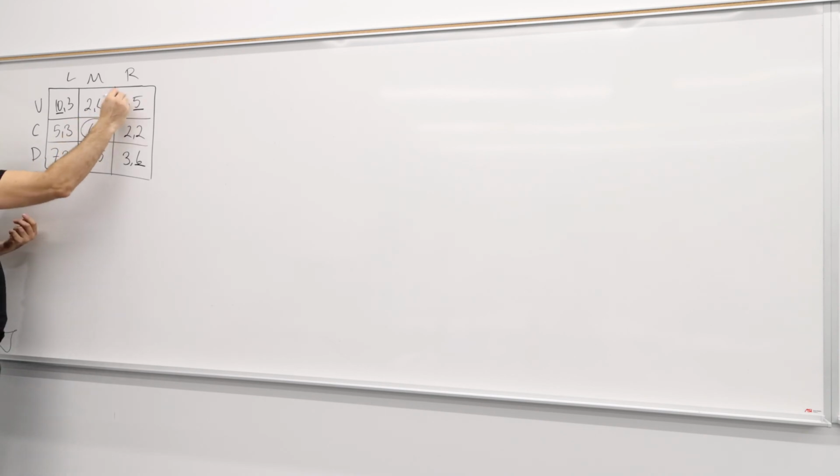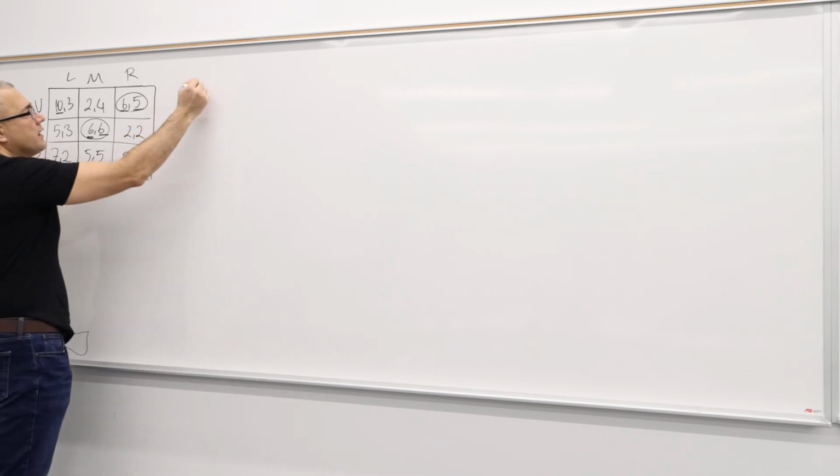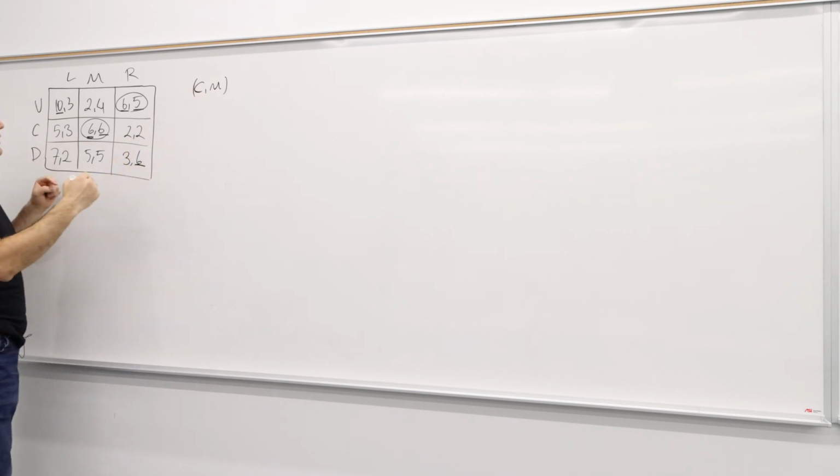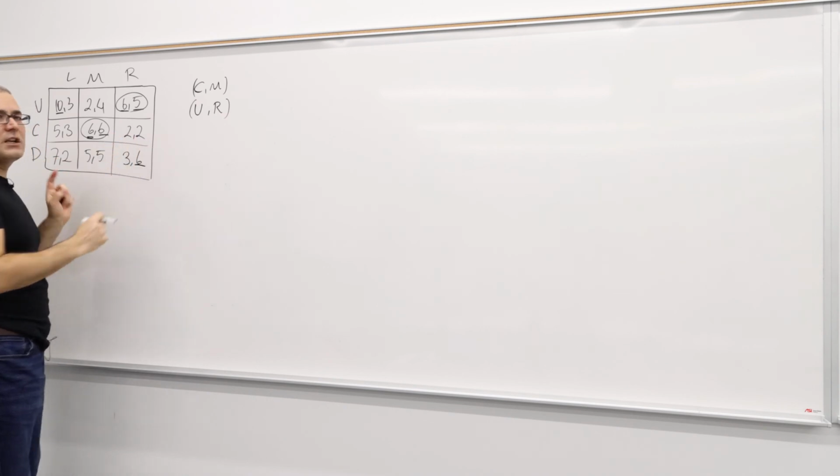You just circle, if you want to, the payoffs, or underline the numbers, because that represents that each player is best responding to his opponent. But at the end, do not write 6,6 and 6,5 are the Nash equilibrium. I'm obsessed with correct language. These are outcomes, okay? They can't be Nash equilibrium. You have to write the strategy profiles. So here, CM is one pure strategy Nash equilibrium, and the other one is UR. That's it. These are the pure Nash.